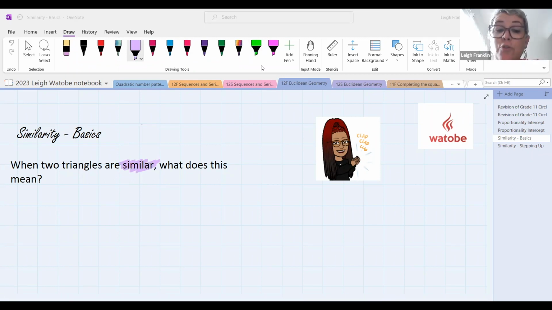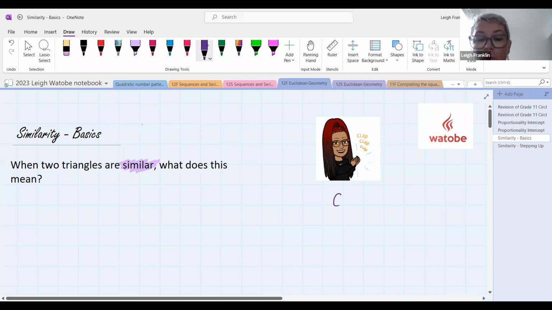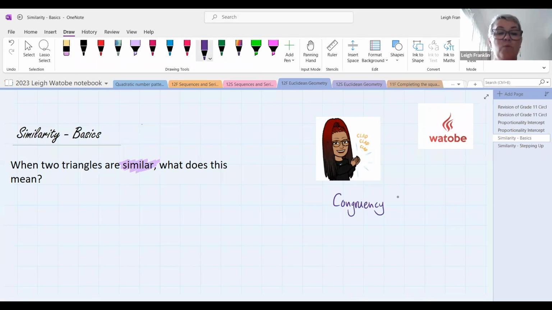It's similar to congruency, Fahim, but it's not exactly the same as congruency. So I'm actually going to write congruency there, and we can compare that to what we're talking about here with similarity. They're not exactly the same thing. Similarity and congruency are a little bit different. Anybody know what it means when we say triangles are similar? You're welcome to unmute if you've got an idea you want to share.